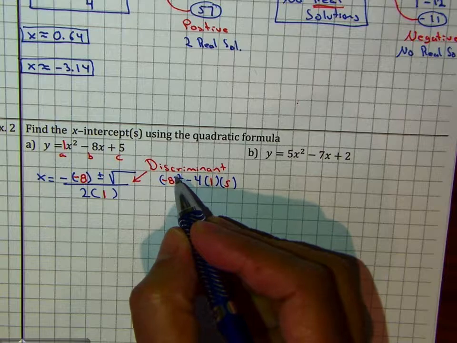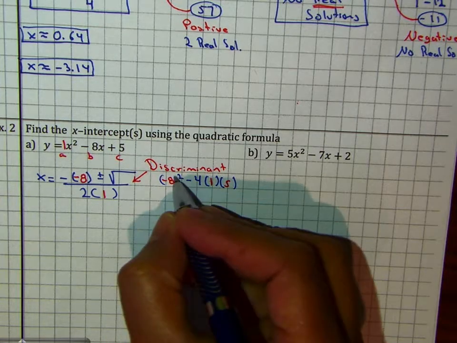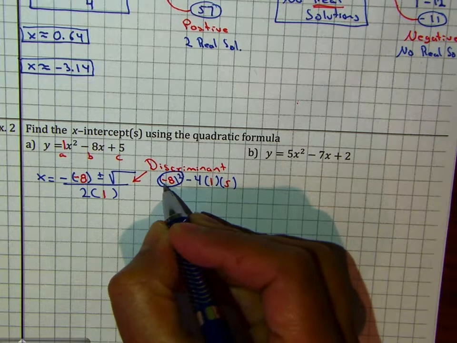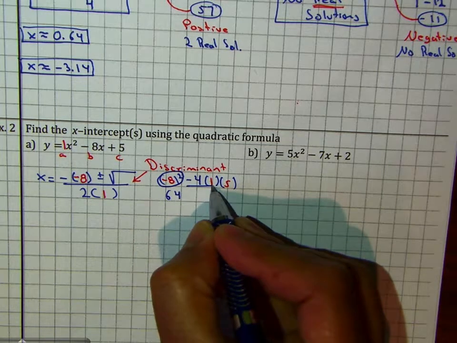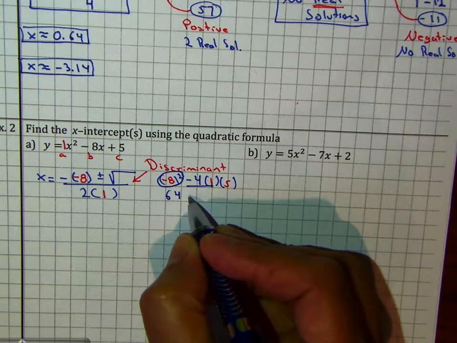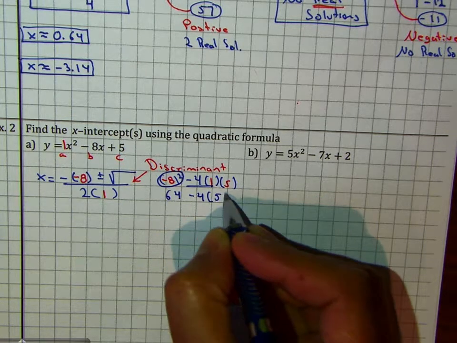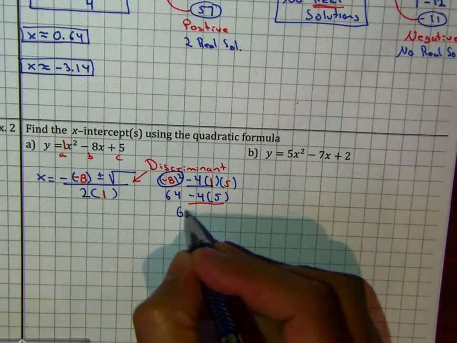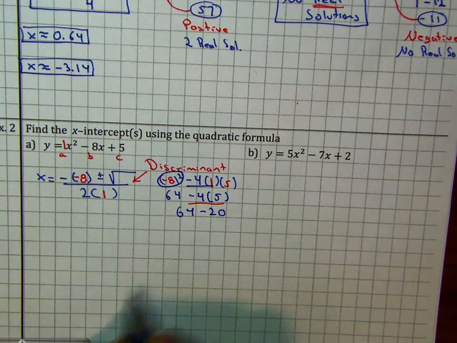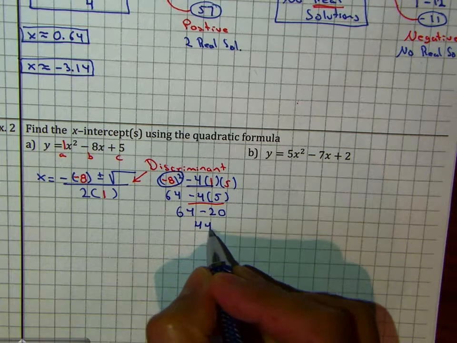Negative 8 squared is negative 8 times negative 8, which is positive 64. Remember, you also square the negatives. So 64. I'll multiply those out. Negative 4 times 1 is negative 4, and the 5 is still multiplying, so I'm still multiplying those two numbers. It gives me 64 minus 20, which is 44.